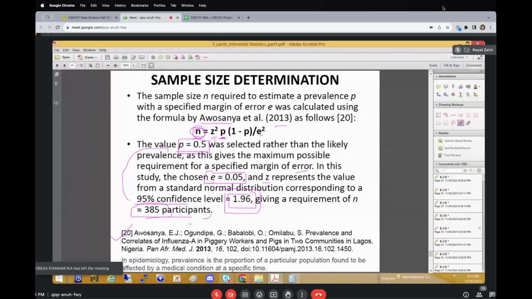So we need 385 participants for statistical validity. Sometimes we need to know how many samples are required. According to Wasana et al., we can apply this formula for determining the sample size.